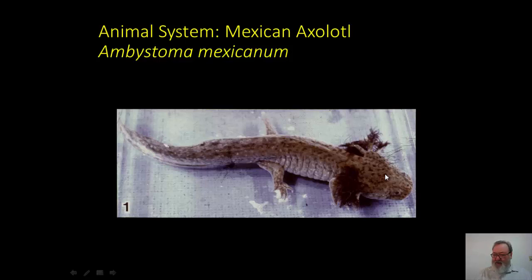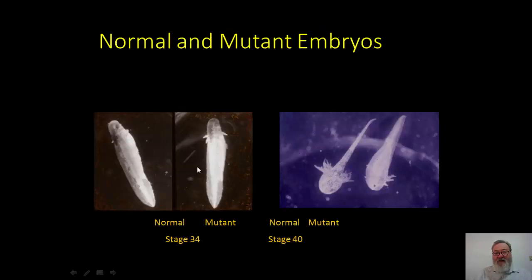If we look at normal and mutant siblings at an early stage, this is when the heartbeat normally initiates at stage 34, about a week after the egg has been laid and begins to divide. Here's a normal embryo, here's a mutant, and they're virtually identical in appearance. The only way you can tell the mutant is that the mutant lacks a beating heart, whereas the normal siblings have vigorously beating hearts with blood circulation that you can visualize through the gills.